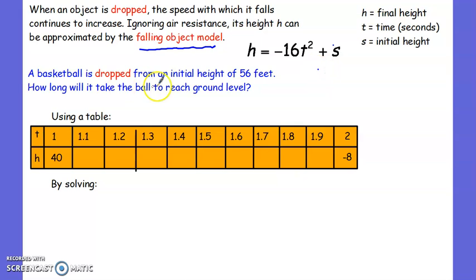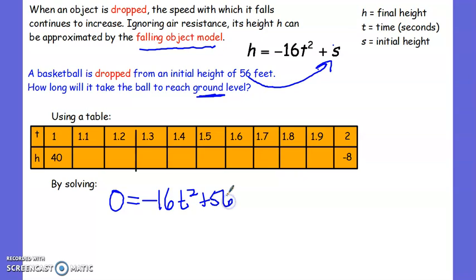So the idea is a basketball is going to be dropped from 56 feet. Well, that means that 56 feet, that's our S value here. So basically we can say, how long is it going to take, find t, when it reaches the ground? Well, its final height will be 0. Negative 16 times t squared. And again, we're starting at 56 feet high.